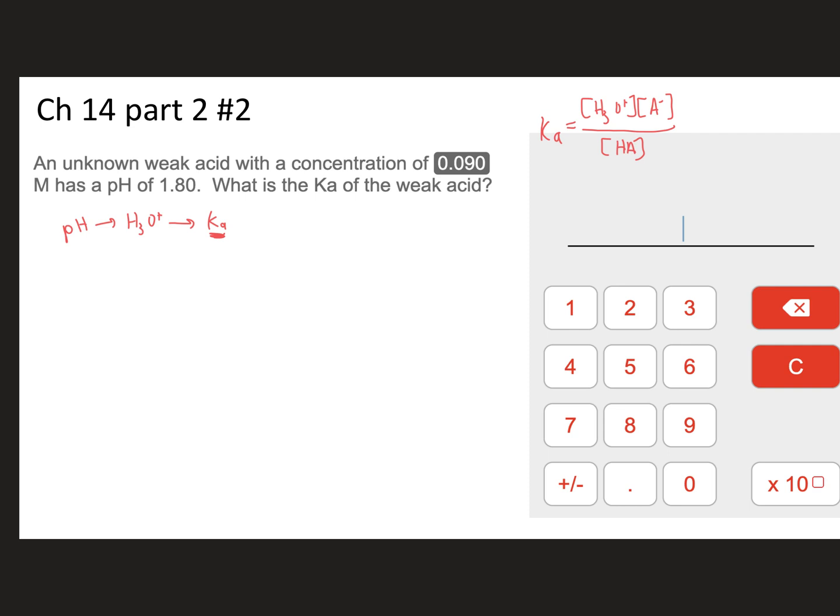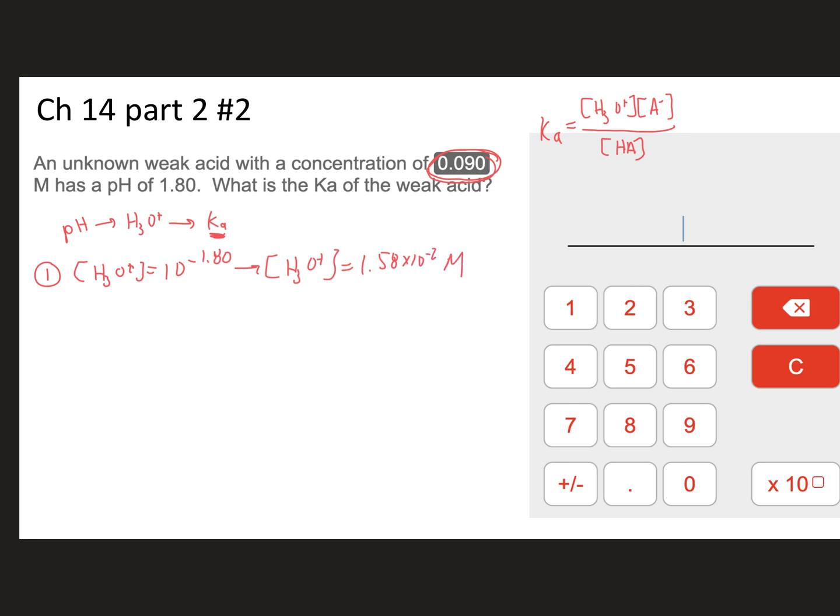But we're going to find the same issue here, is that they account for that change in concentration. They don't use our initial concentration as our equilibrium concentration. So first things first, hydronium concentration equals 10 to the negative 1.8, 10 to the negative pH. So my hydronium concentration for this is 1.58 times 10 to the minus 2.